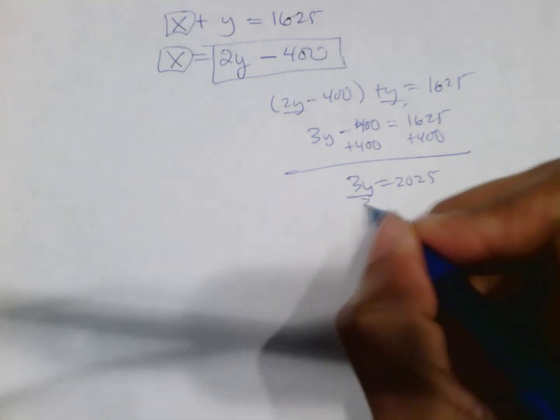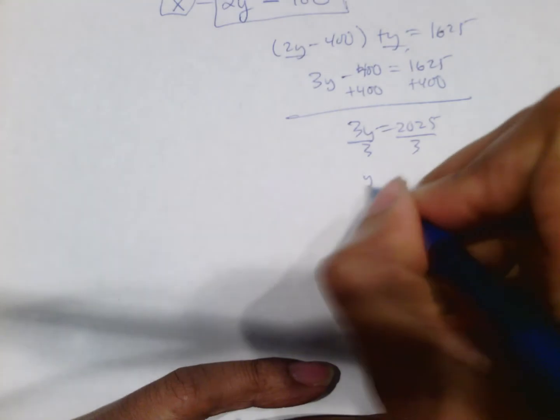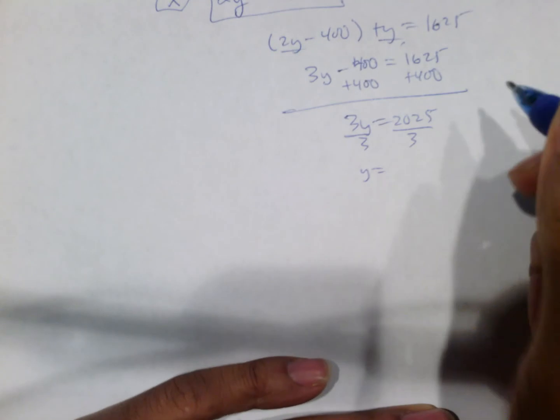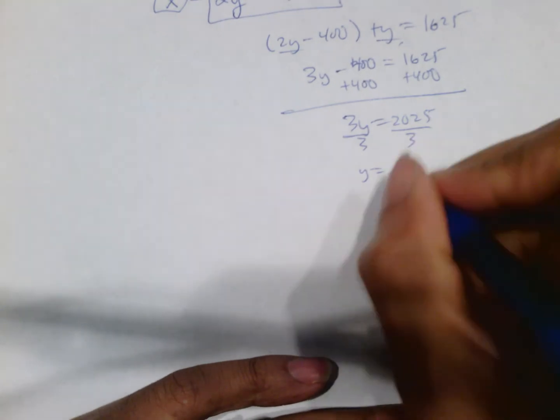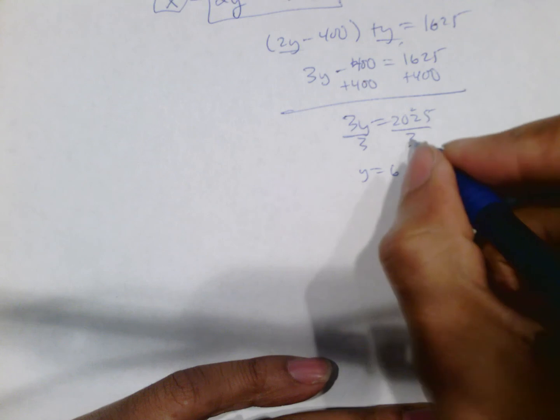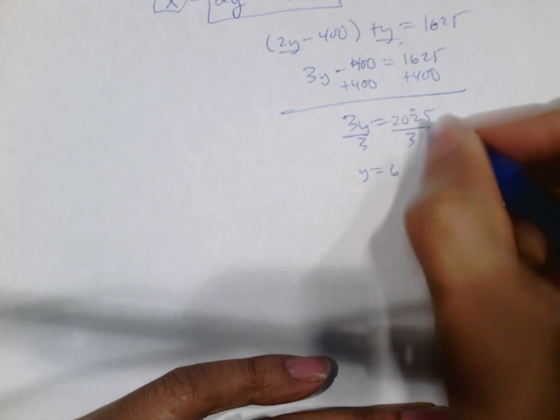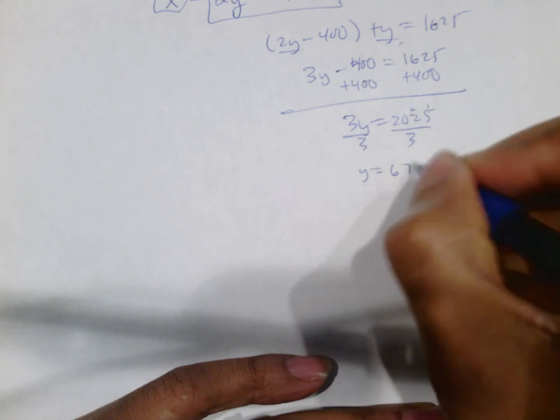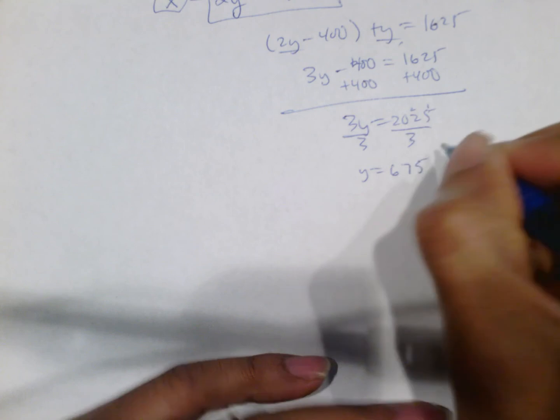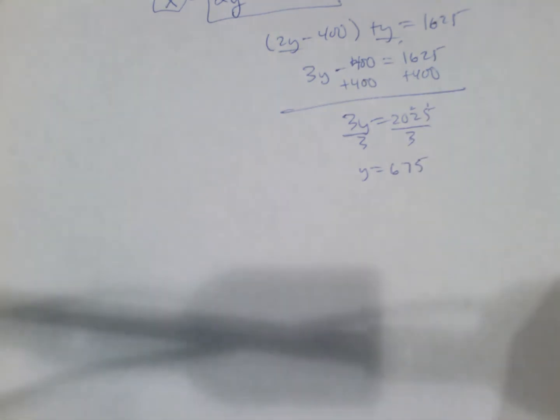And then you divide both sides by 3. And again, this is how I do my division. You can eventually learn how to do this. 3 goes into 20 6 times with 2 left over. 3 goes into, I now view that as 22 7 times with 1 left over. And 3 goes into 15 5 times. So y is equal to 675.